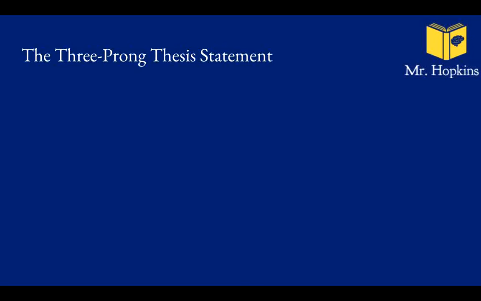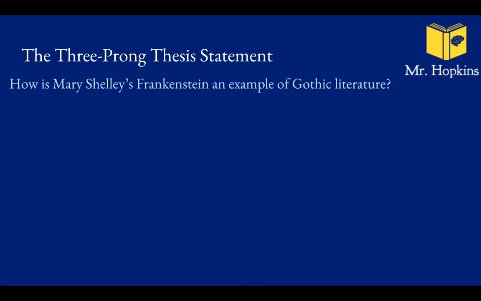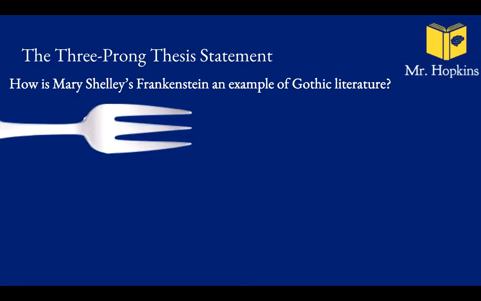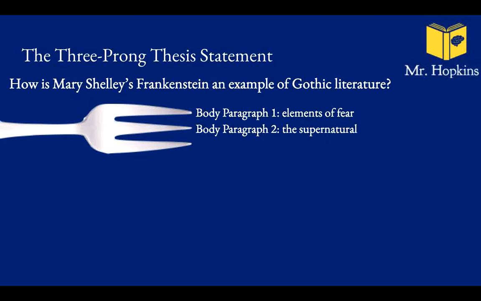Some of you may have heard or have used the three-prong thesis statement. So let's look at the question, how is Mary Shelley's Frankenstein an example of Gothic literature? Well, a three-prong thesis statement is like this. Three prongs of a fork just means the three pointy parts of a fork. Body paragraph 1 can explain the elements of fear. That's an element of Gothic literature required. Gothic literature also needs to include the supernatural, so my second body could be about that. And it should also take place in gloomy settings, so my third body could be about this.